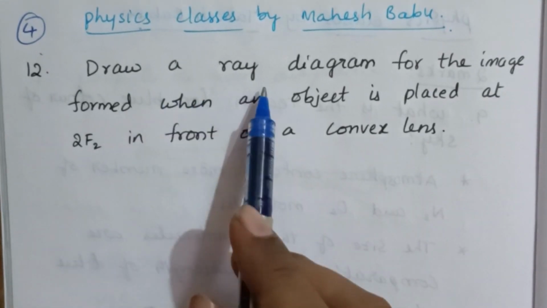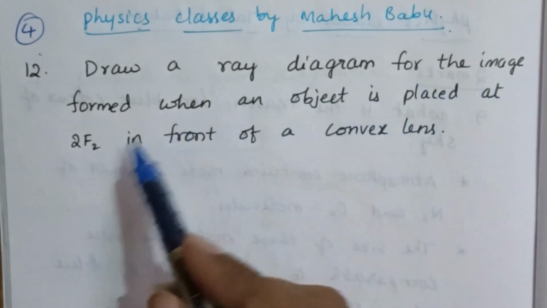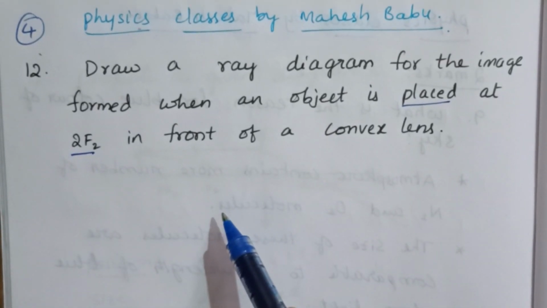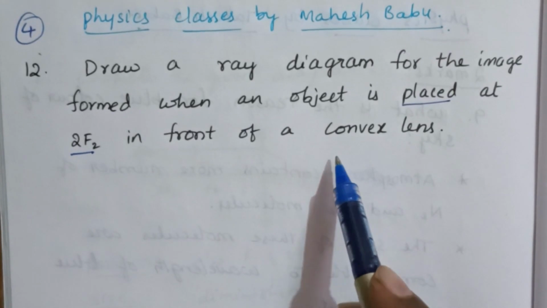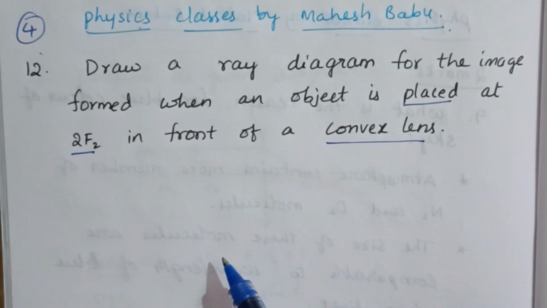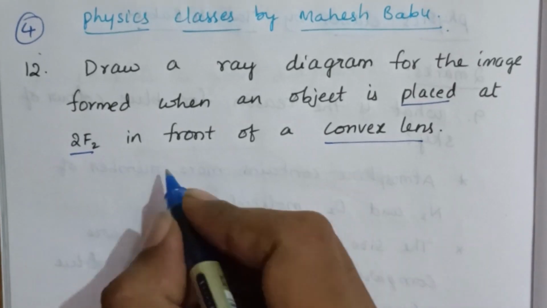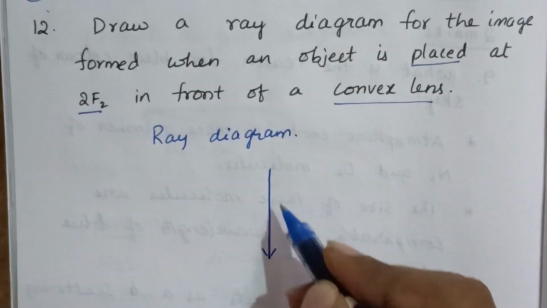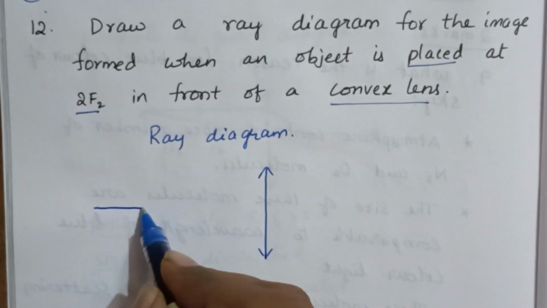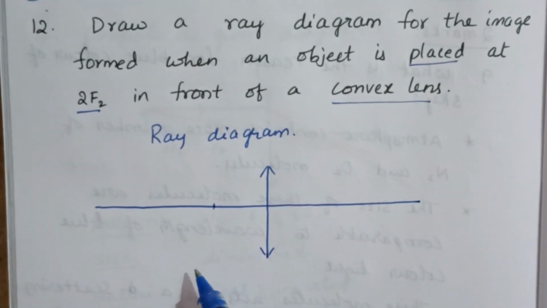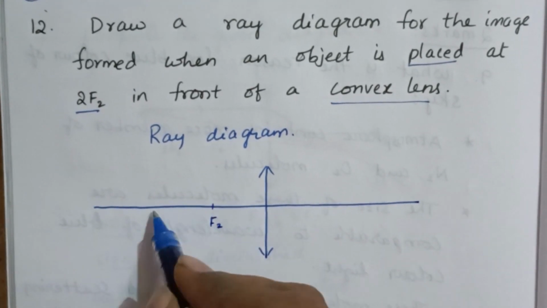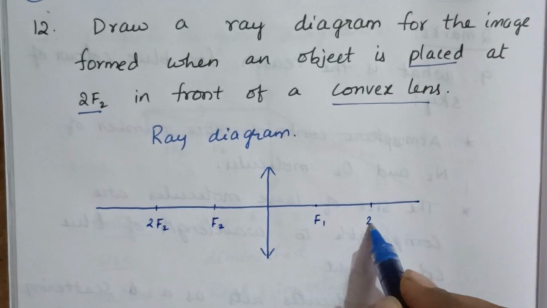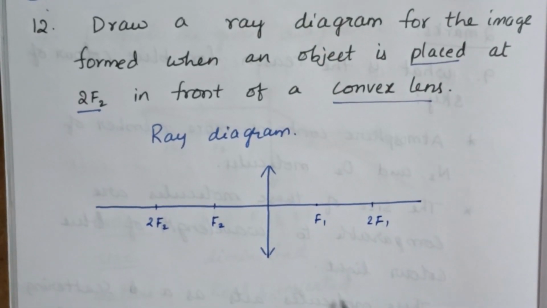So here the question is, draw a ray diagram for the image formed when an object is placed at 2F2 in front of a convex lens. We have to draw the ray diagram here. Now, this is the shape of the convex lens. This is the principal axis. This is F2. This is 2F2. This is F1. This is 2F1. You should draw with scale.